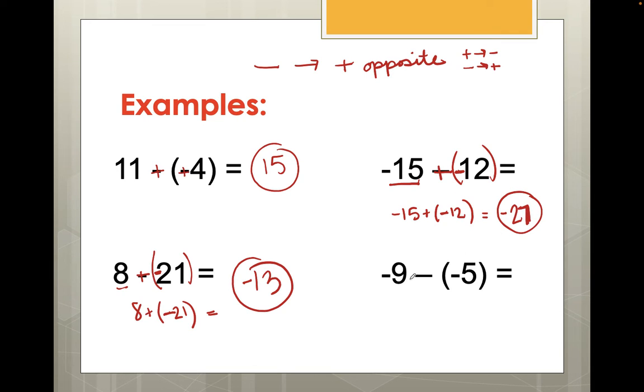And lastly, -9 minus a -5 becomes -9, keep, change subtraction to addition, and flip a -5 to a +5. So our new problem is -9 plus 5, which applies our rule for when the two numbers have different signs, we will subtract. So 9 minus 5 is 4, and since we have more negatives than positives, that's a -4.